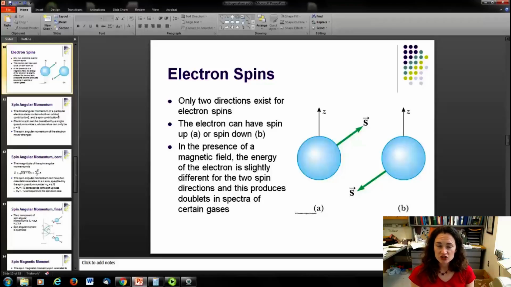Now remember, just like the other angular momentum, your angular momentum cannot totally align with the field. This is due to the uncertainty principle. So it's going to sit at an angle to the field and precess around that external magnetic field, forming that cone. And it'll do that either mostly aligned with the field on average or anti-parallel to the field on average. And that's your spin up and your spin down states.